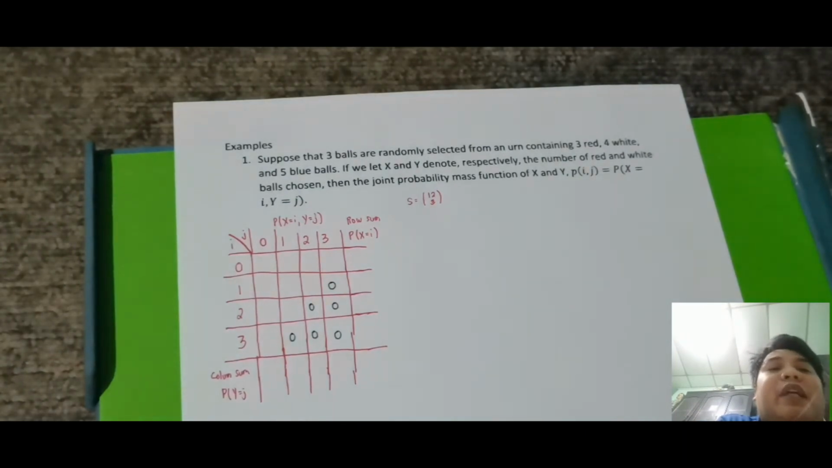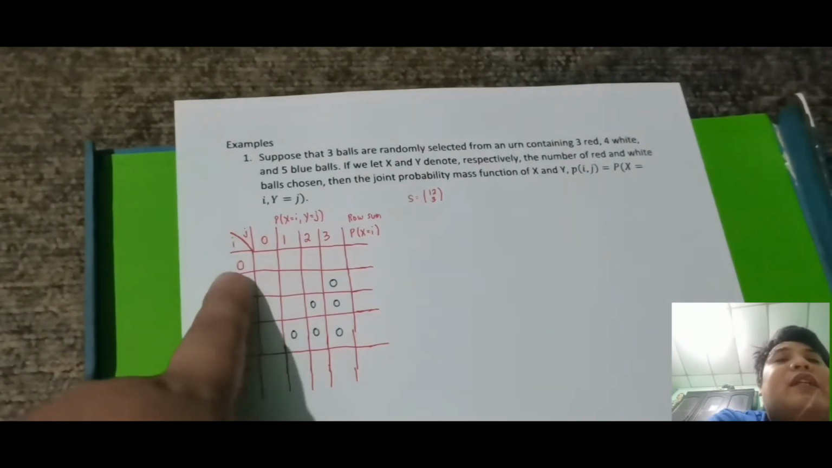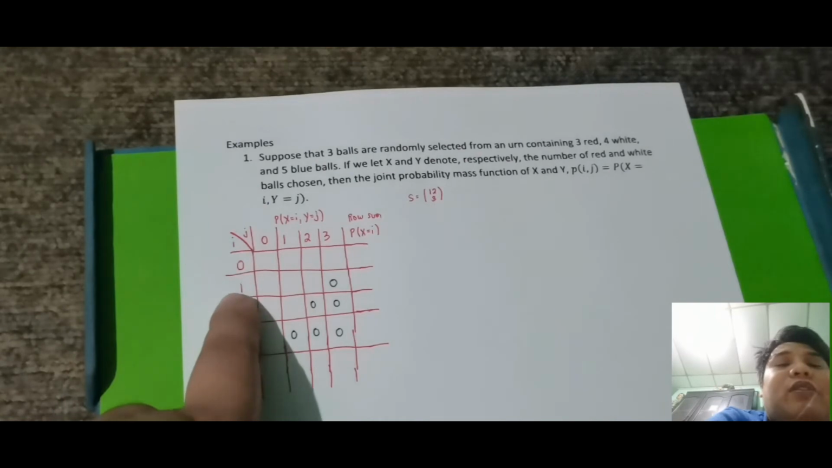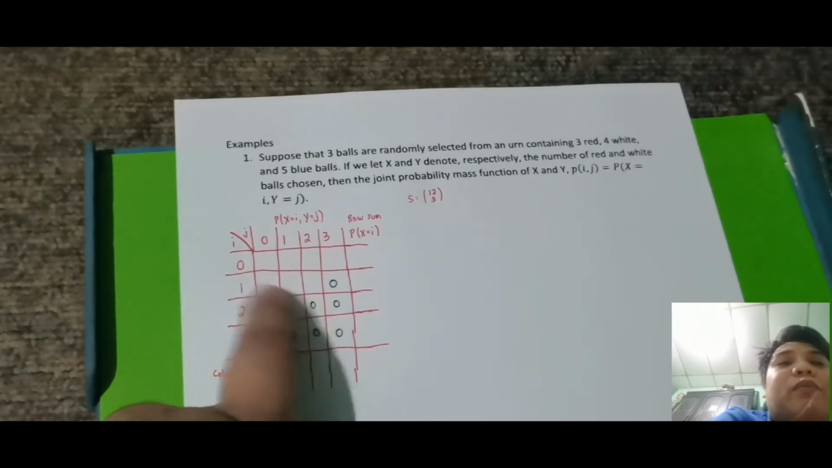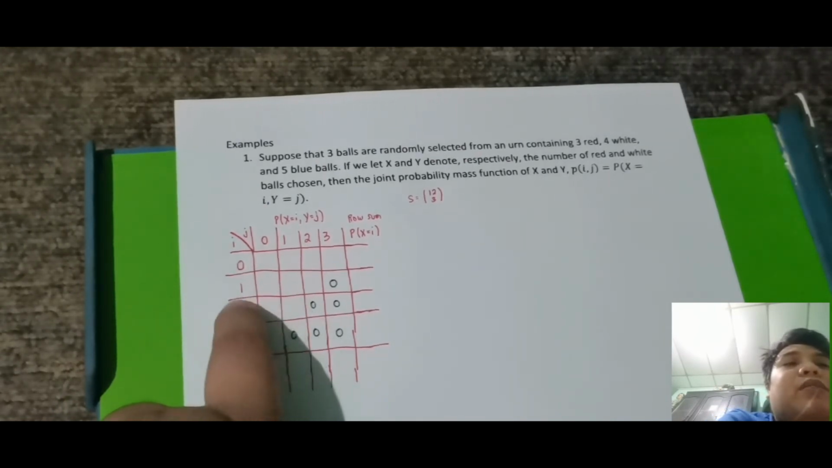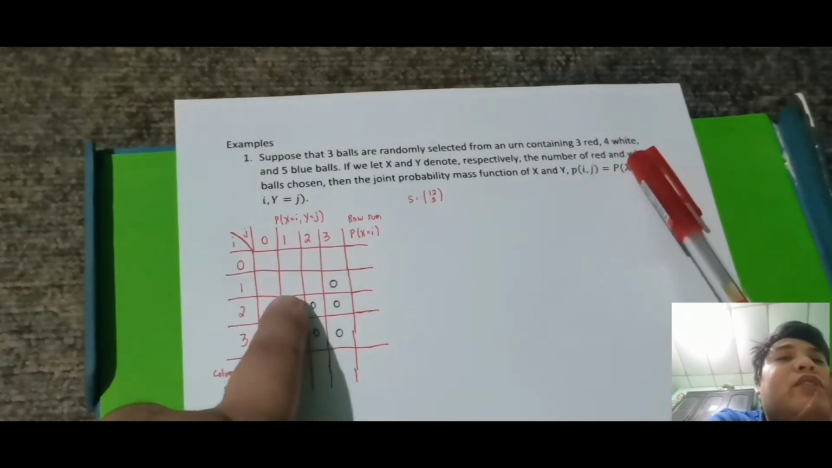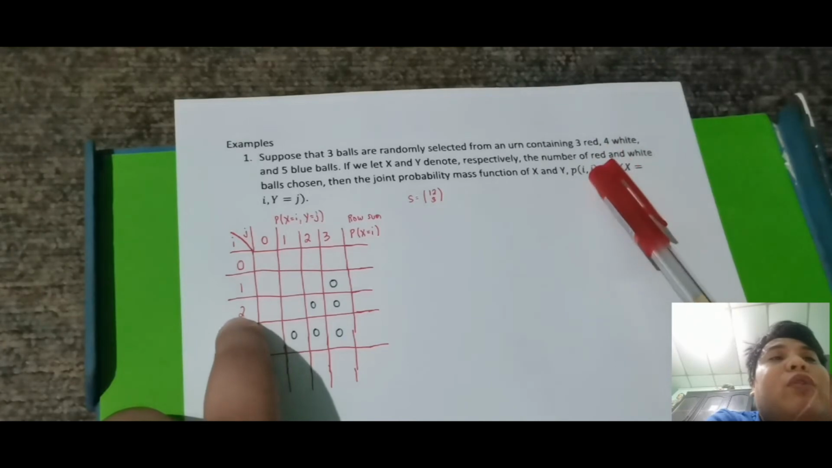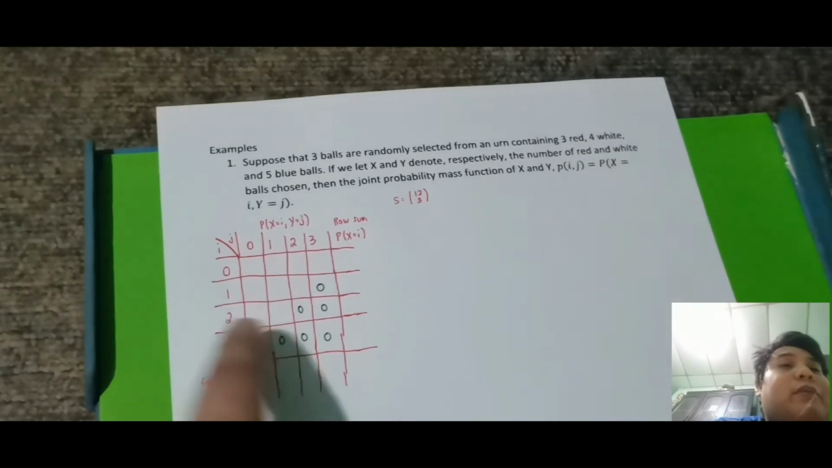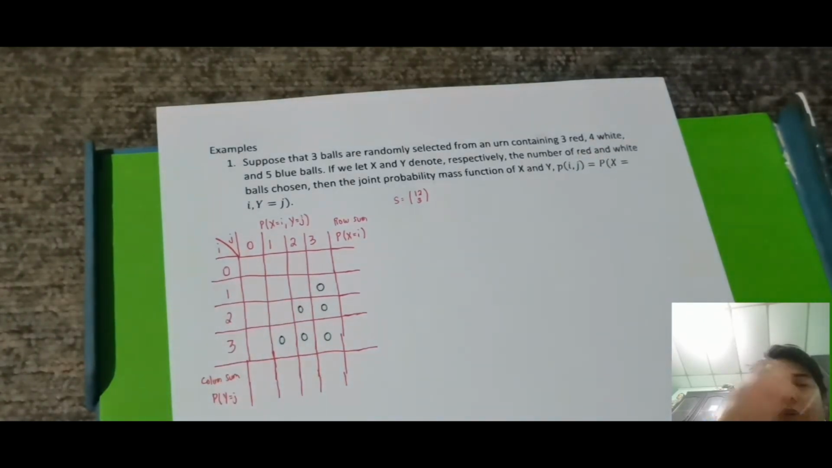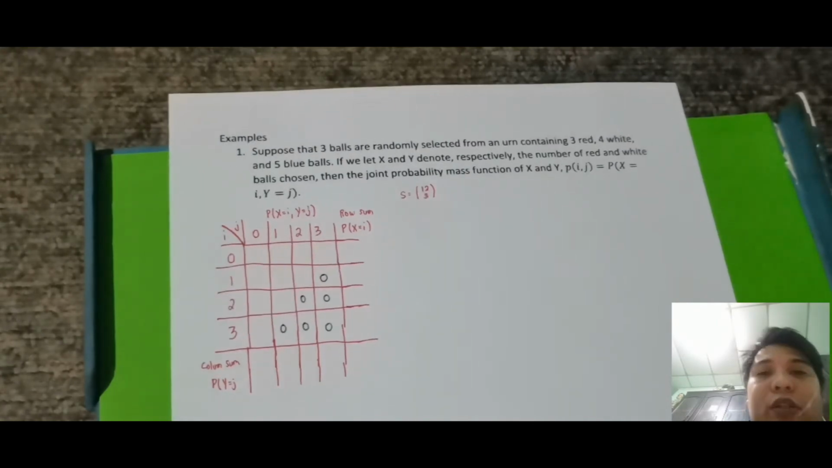Ngayon, ano ba yung i and j natin? Yung i at j nare-represent, kunyari pinili mo is (1, 2). Ibig sabihin ng (1, 2), may 1 red at may 2 white. Kunyari, pinili ko (2, 1), may 2 red at may 1 white. Yun yung ibig sabihin ng gagawin natin dito. Now, since 12 yung kinukuha natin, ito yung una natin.